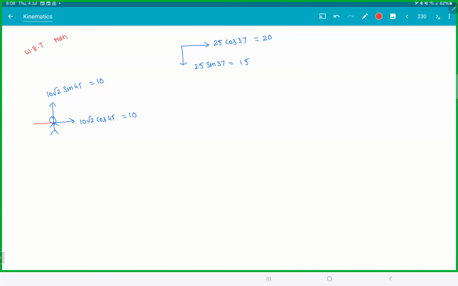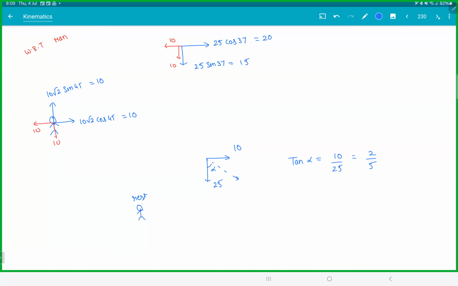Stop the man. 10 this way, 10 this way, 10 this way, and 10 this way. The man thinks he is at rest. And he will think this guy is going 20 minus 10, 10 this way. And this is 25. So this is alpha that way. So alpha is on the right hand side, and that would be 10 by 25, 2 by 5.